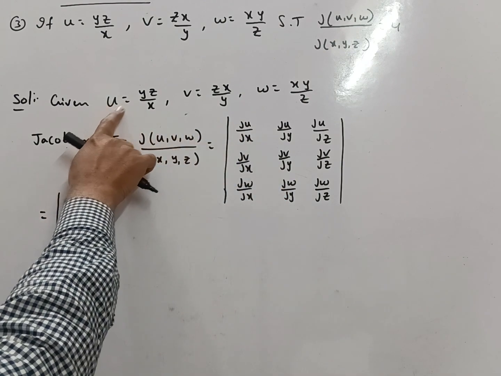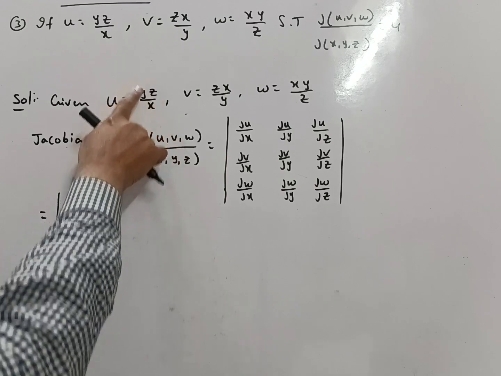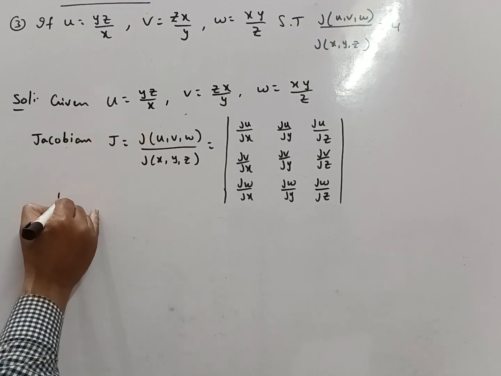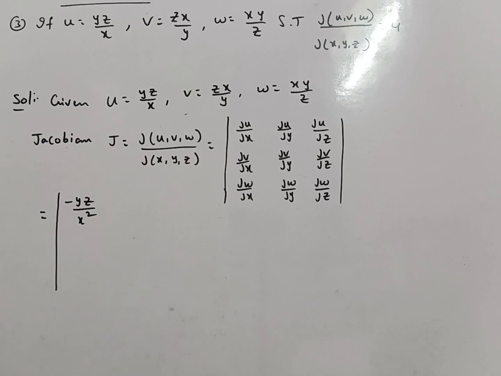You have to differentiate u with respect to x. X is in the denominator here. yz is a constant. X is in the denominator. 1 by x differentiation is what? Minus 1 by x square. So what I get here? Minus yz by x square I get.